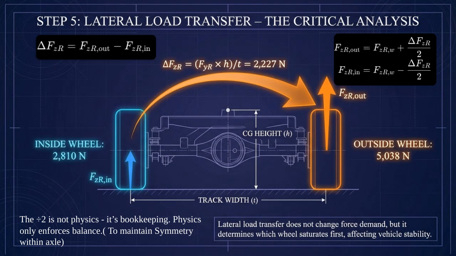The equation also reveals two key design influences. Higher center of gravity height increases load transfer. Wider track width reduces load transfer. This is why low battery placement and wide stance are essential for stable, high-performance vehicles.